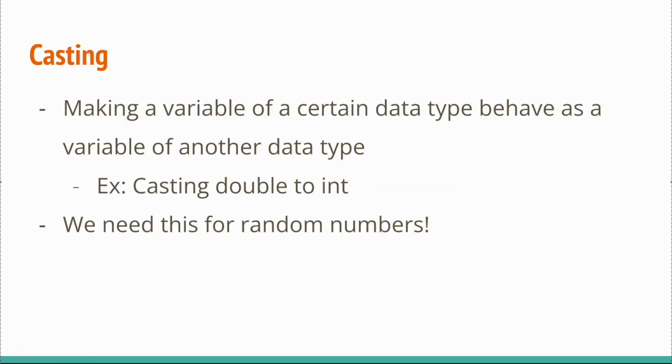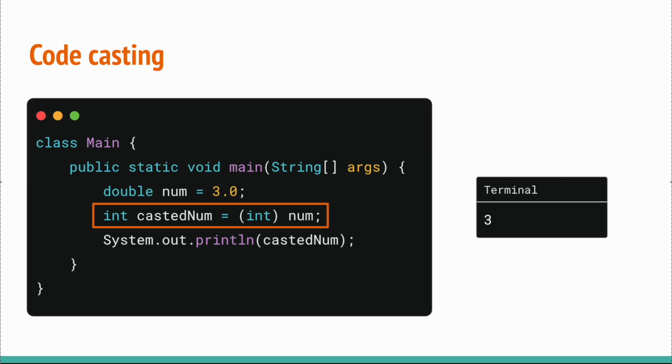Now on to casting. So when you cast, it makes a variable of a certain data type behave as a variable of another data type. So a common example would be casting a double into an int, and casting is essential for generating random numbers. So to cast in code, you would write the int wrapped around parentheses before the number or the double value, in this case num, because it is a double variable carrying 3.0, and when you cast it as an int, it will produce 3 and not 3.0.